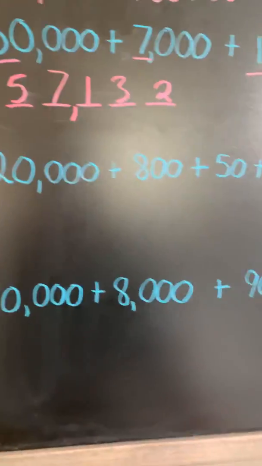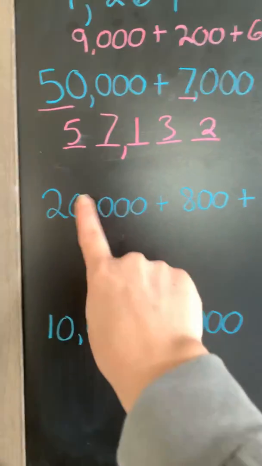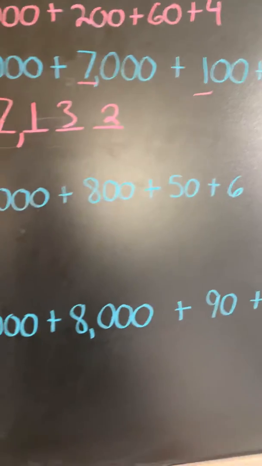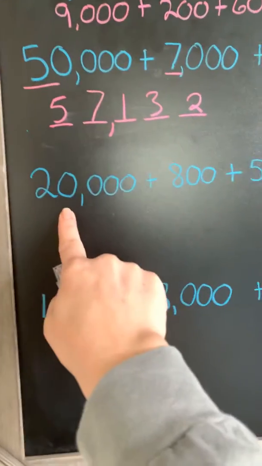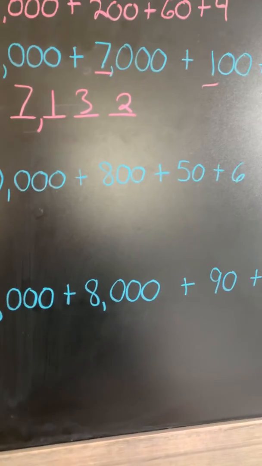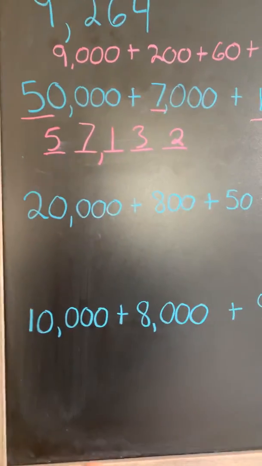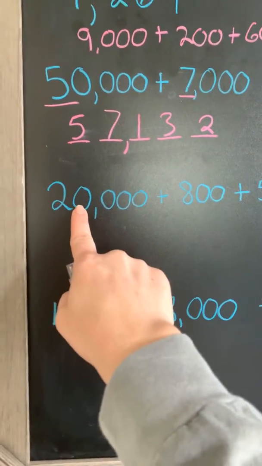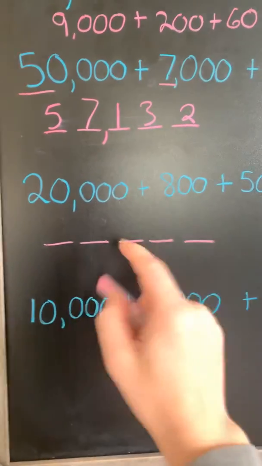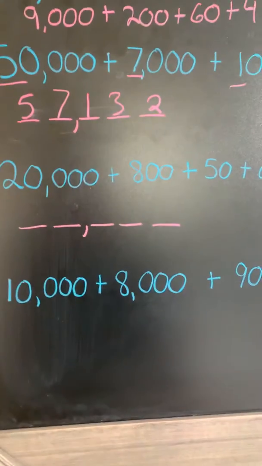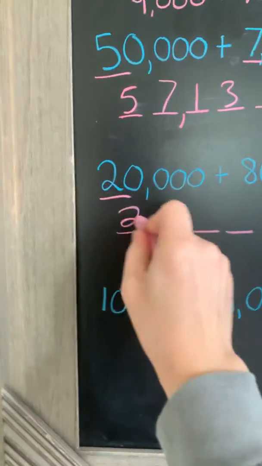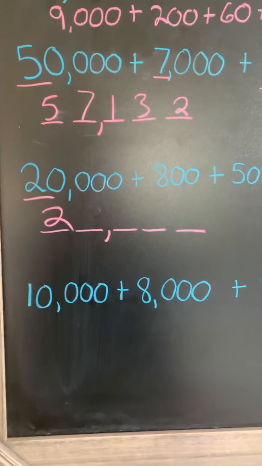Sometimes they skip. So in this one, I have 1, 2, 3, 4 numbers that are being added. But when I look at this biggest number, I have 1, 2, 3, 4, 5 digits. So you're still going to do the same thing. There's 5 digits, so 1, 2, 3, 4, 5. Put your comma. Now this 2 will go in the 10,000s place.